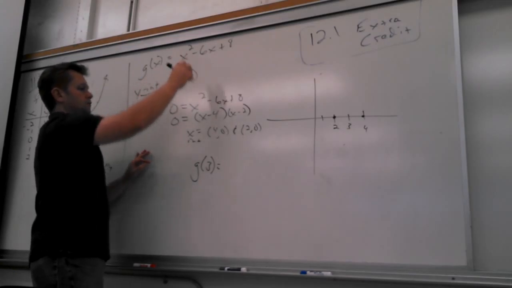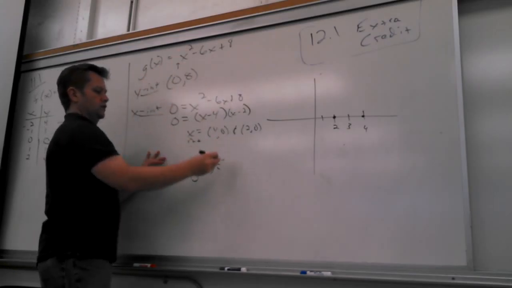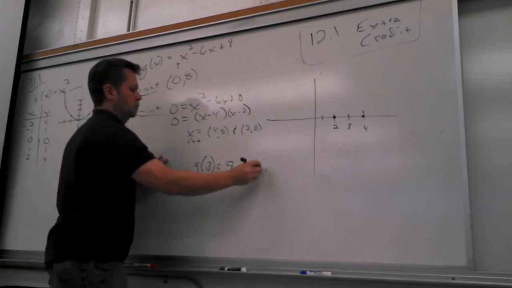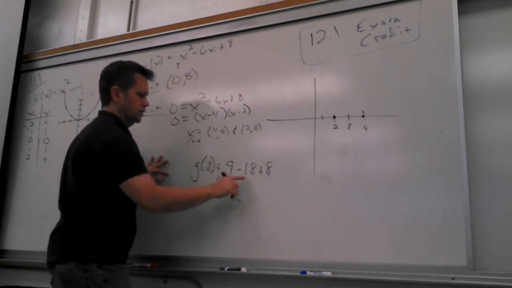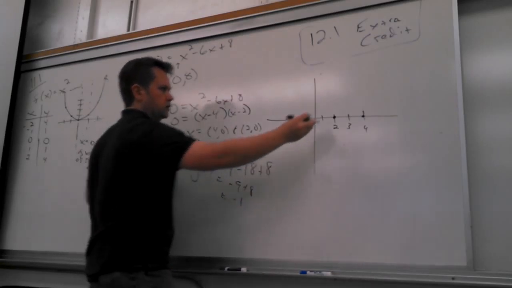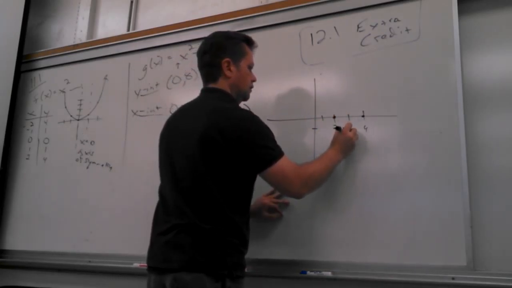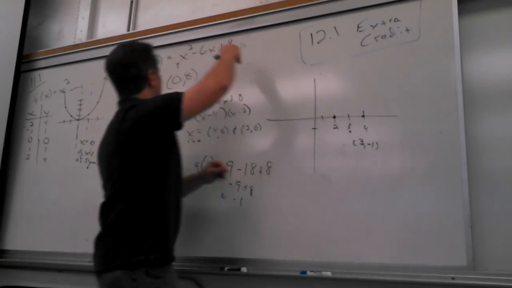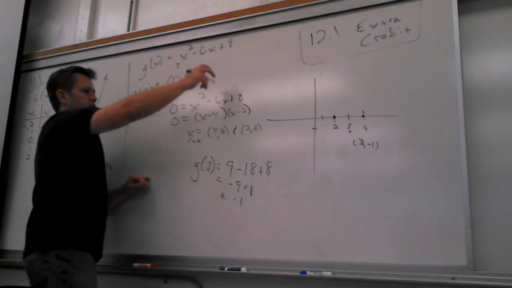What is g of 3? 3 squared is 9. 6 times 3, plus 8. What's 9 minus 18? Plus 8 is negative 1. So I know it's at 3, negative 1. So I know my parabola goes like this. Oh, and what's my y-intercept? 8. 0, 8.